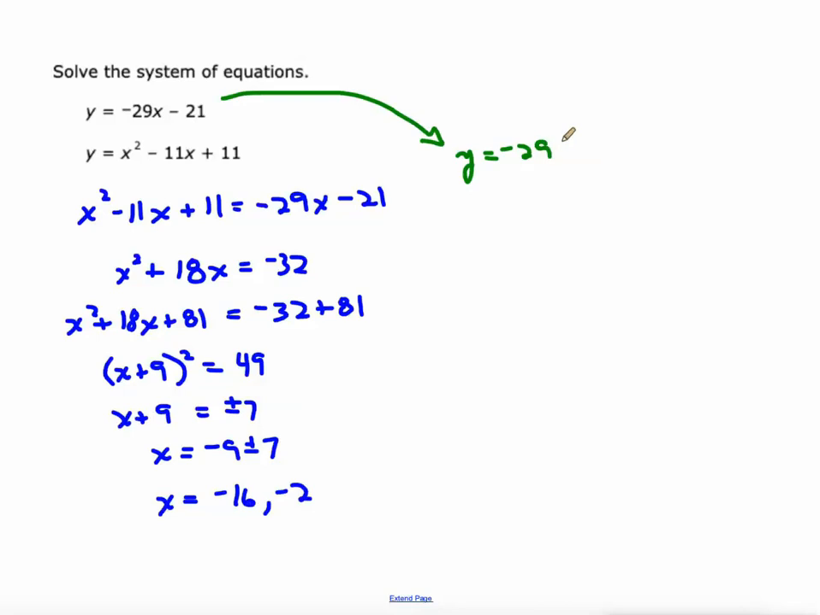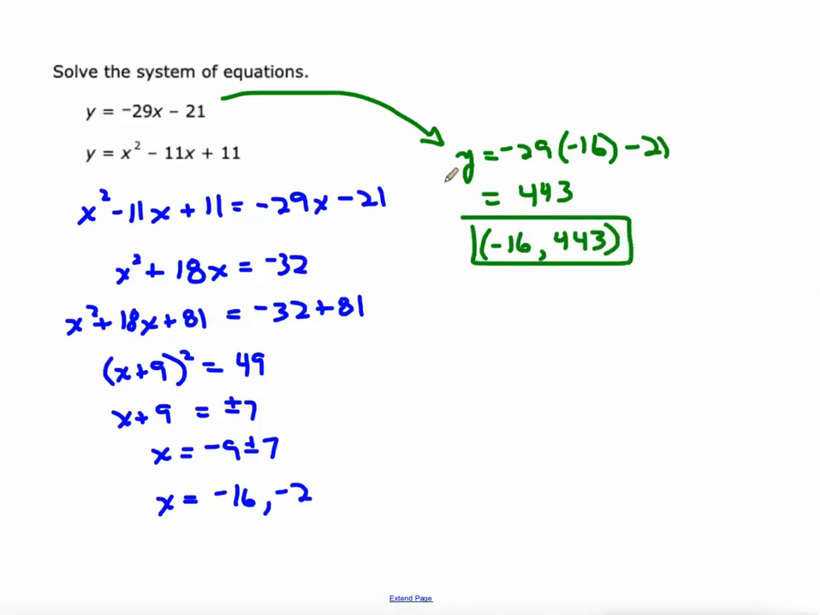So we'll do negative 29 times negative 16 minus 21. I'll just punch that into my calculator. Negative 29 times negative 16 minus 21 is 443. So one of our solutions is (-16, 443). And we've got a second solution here, which is going to be found by doing negative 29 times our other x value that we got, negative 2, minus 21. So negative 29 times negative 2 minus 21 is 37. So our other solution is (-2, 37).